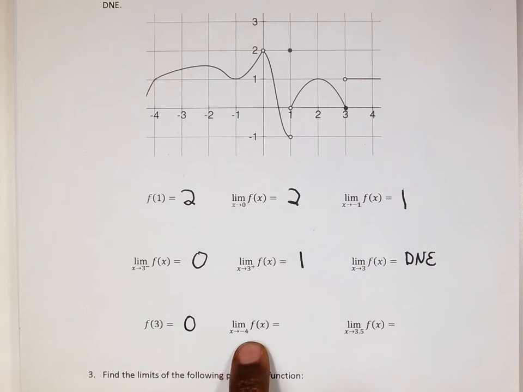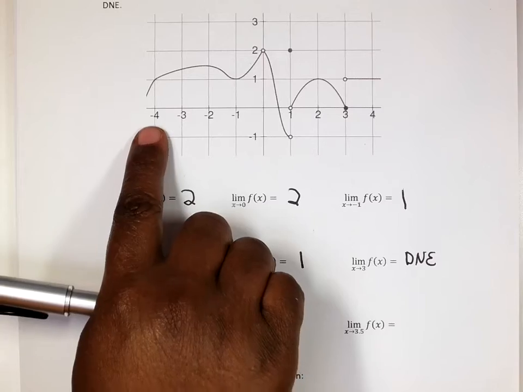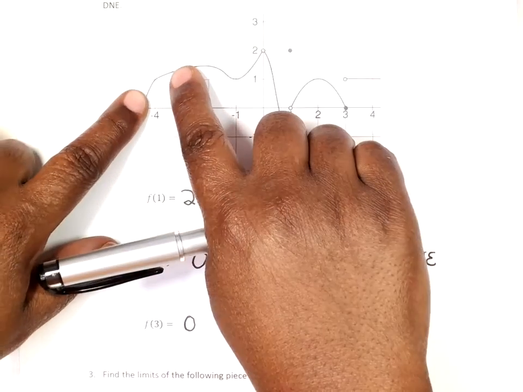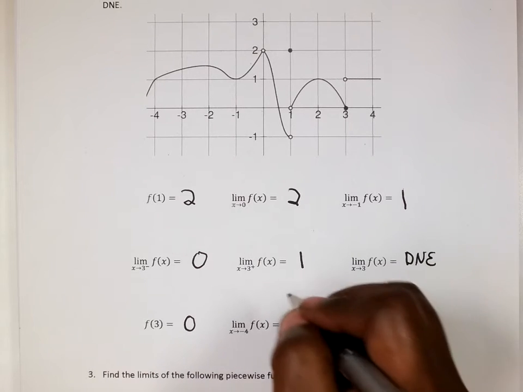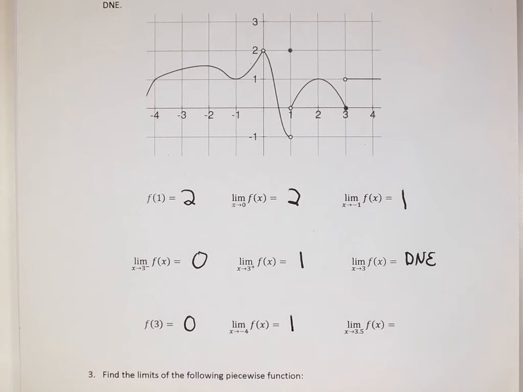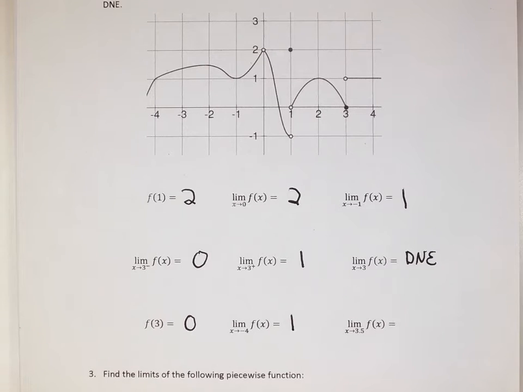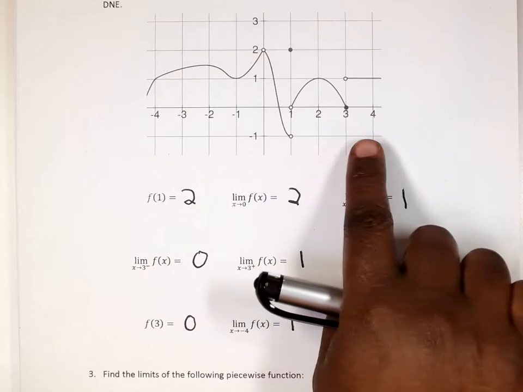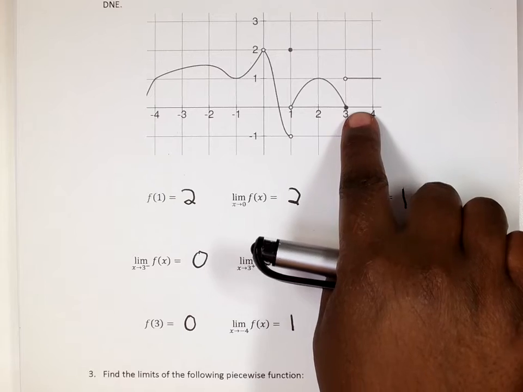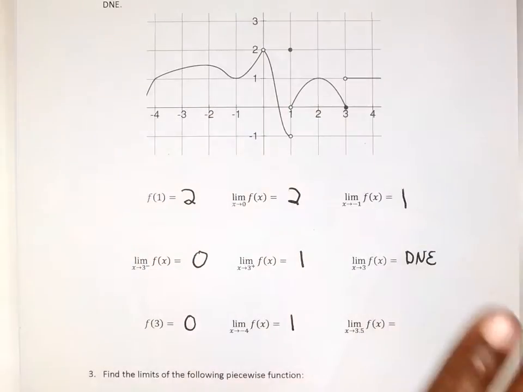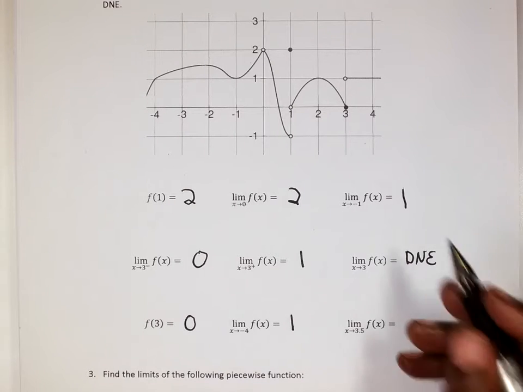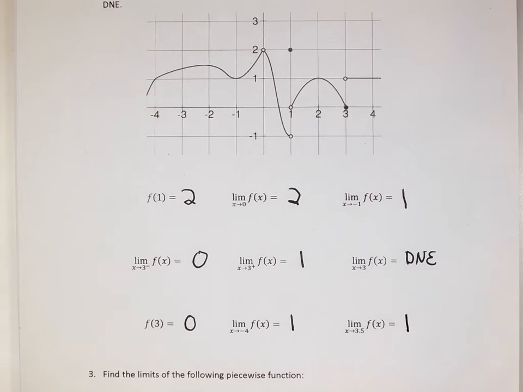Limit as x approaches -4. So I have -4s over here. Put your finger on the graph as you get closer from both the left and the right hand side. That is going to 1. And then the limit as x approaches 3.5. So I'm up here. 3.5 is right here. So that limit from the left and the right, it's just a horizontal line. So that is going to be equal to 1.